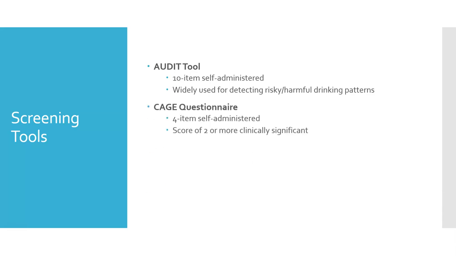There is the CAGE questionnaire, 4-item self-administered. A score of 2 or more is clinically significant. And the CAGE is one of the oldest screening tools we have. It's relatively non-confrontational for detection of alcohol, usually phrased as "Have you ever?" But it may be focused to delineate past or present alcohol problems.